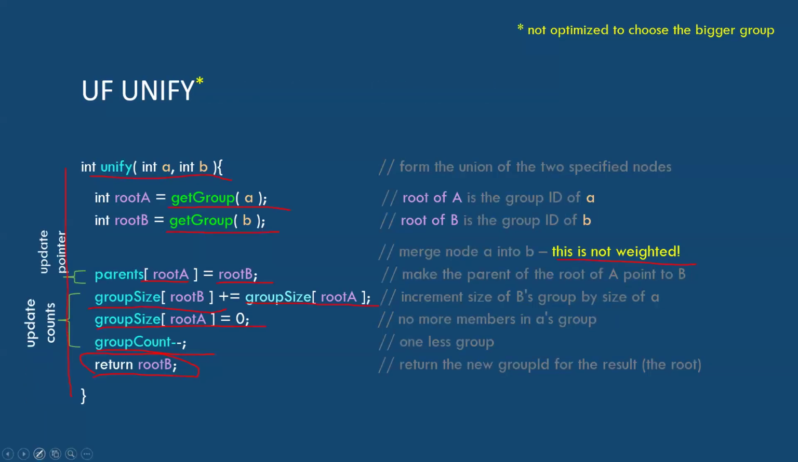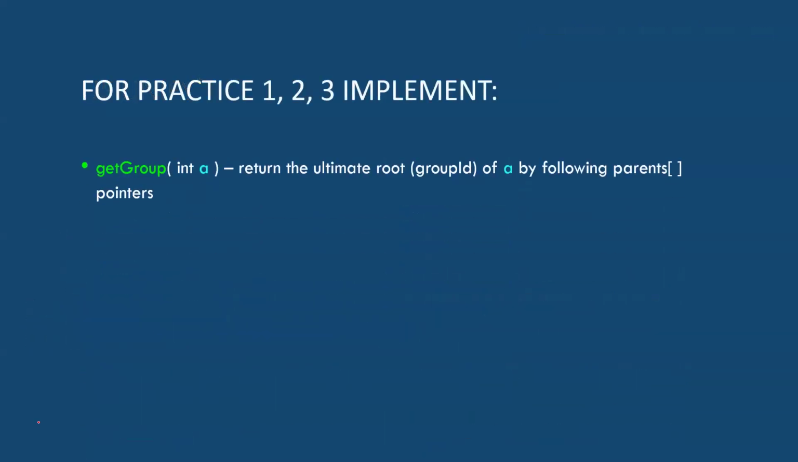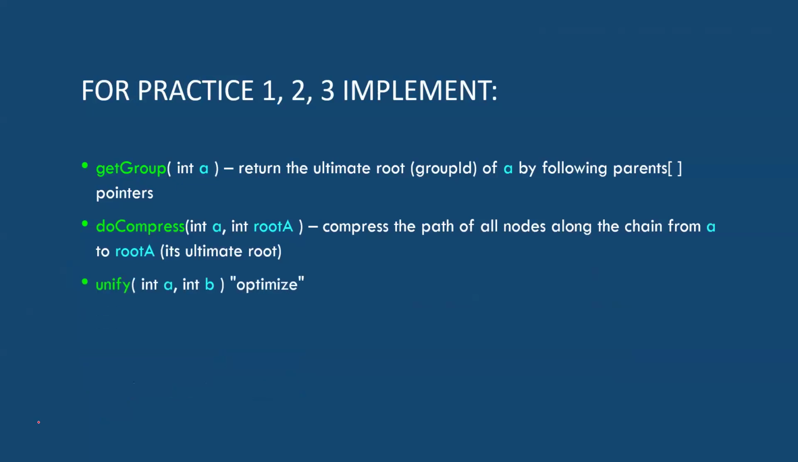Leave that up there for a moment. Here at my code. So not really intense code. We're going to do these real quick. We'll fly through these. You can kind of take a look at the code. We're going to finish the implementation of the get group, the do compress, and the unify. There's just a couple lines of code in each.